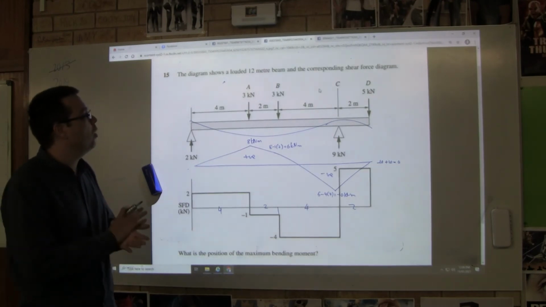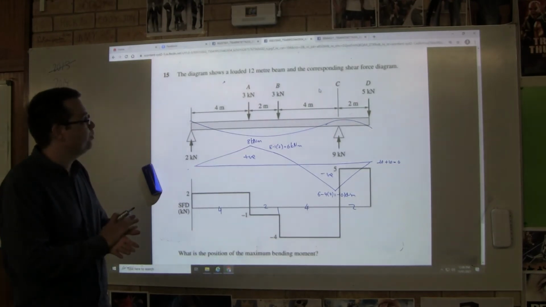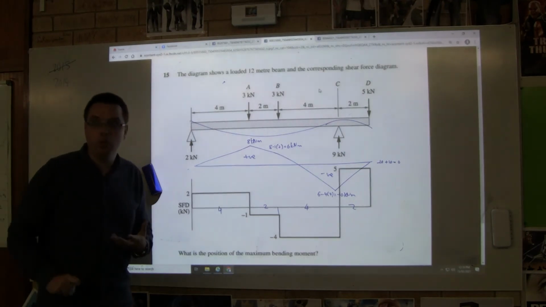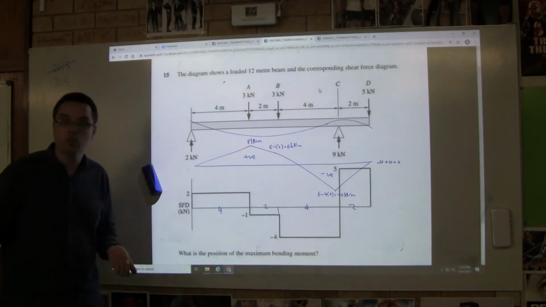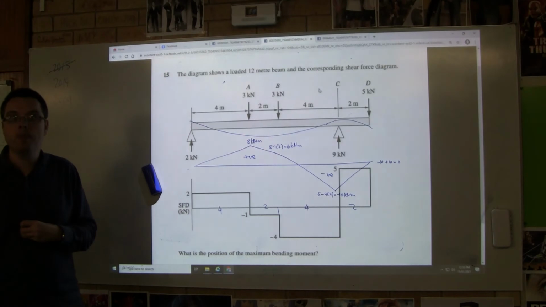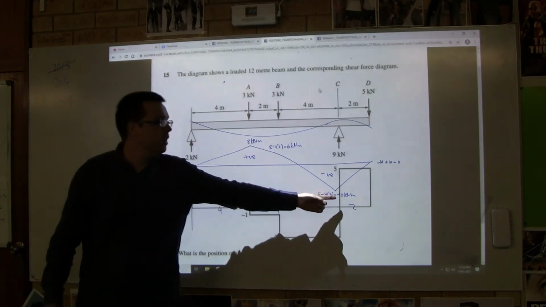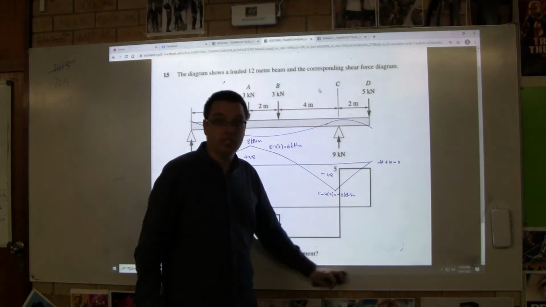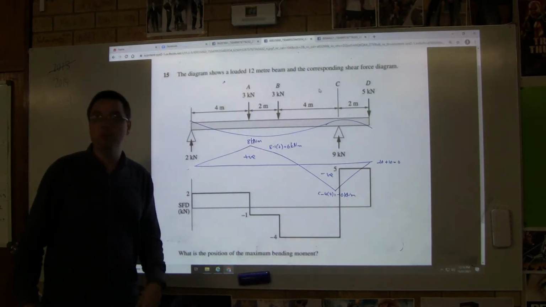Now, what we're going to look at is what is the maximum bending moment in this diagram? What's the most extreme moment in this diagram? Minus 10. Yeah, so if we're talking about maximum bending moments, if it was a steel section, we don't care if it's maximum or minimum.